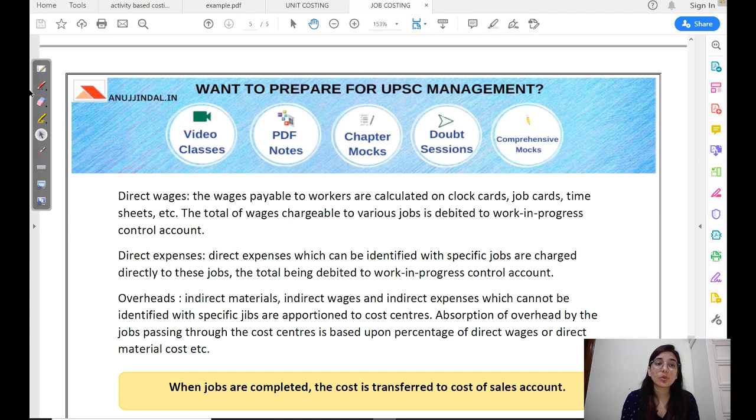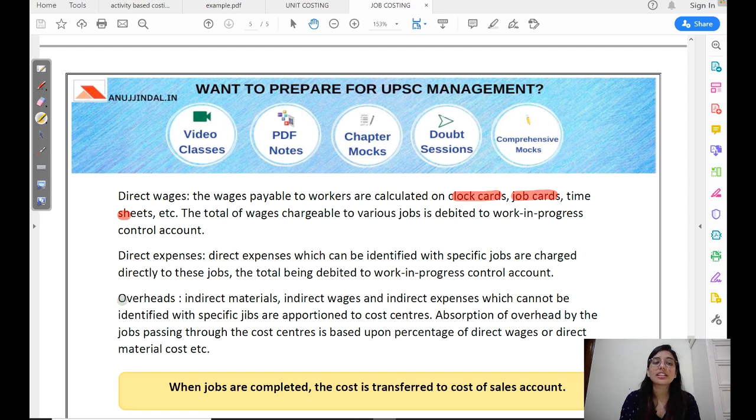Similarly, for direct wages, you can have a look at clock cards, job cards, time sheets, etc. For direct expenses, guys, direct expenses are those expenses which can be easily identified with specific jobs, and hence these expenses are directly charged to these jobs.